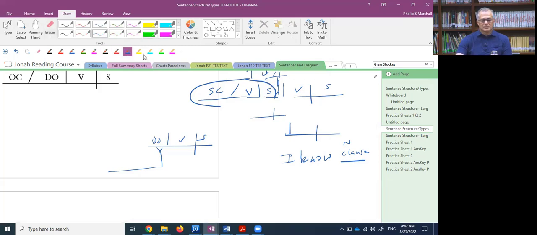Okay, so it would be... I know, right? I would put the word "that," and then I'd build my standard up from there. So that's what that would look like.